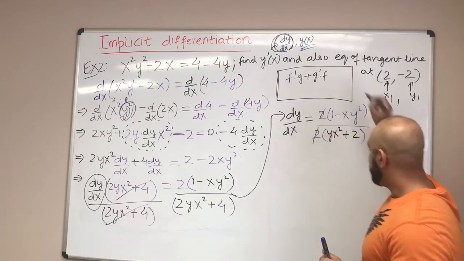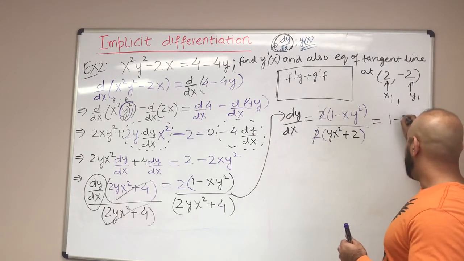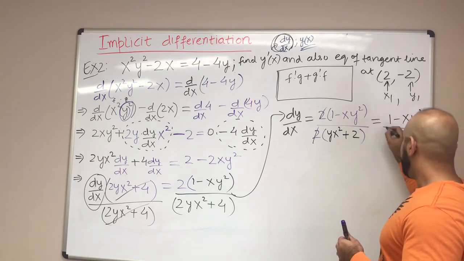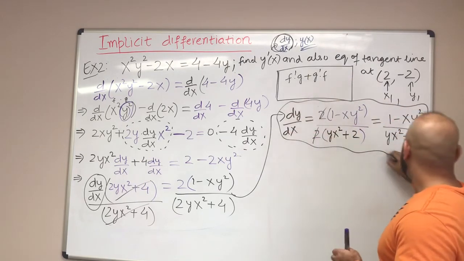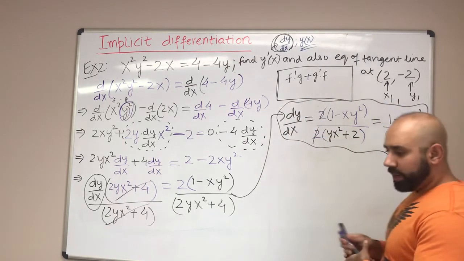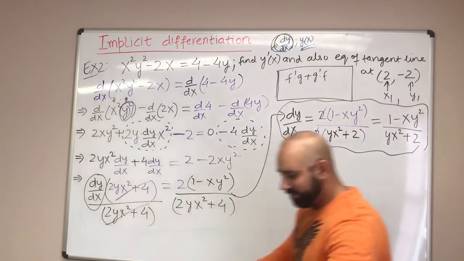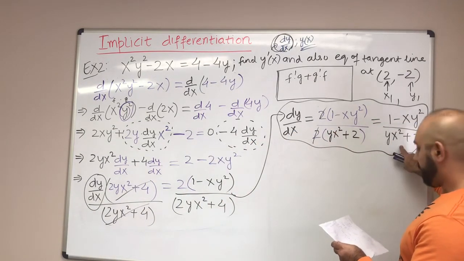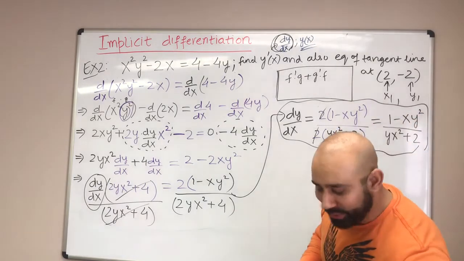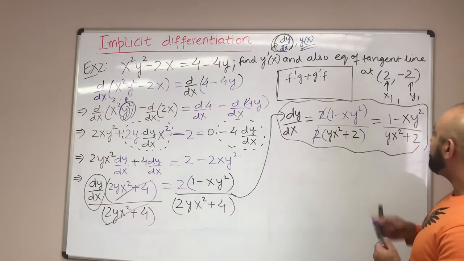And guys, this 2 and this 2 can cross out. I'm only left with 1 minus xy squared divided by yx squared plus 2. So that is my derivative of y with respect to x. And I want to make sure, let me check with my notes if that's exactly what I have. Yeah, that's exactly what I have in my notes as well. Guys, this is my dy over dx.